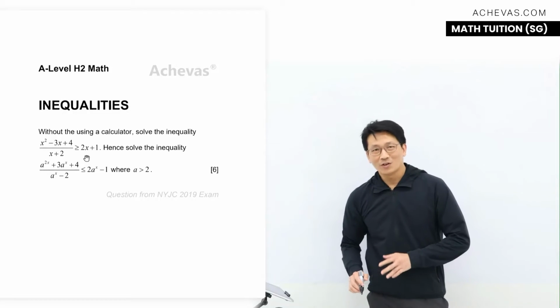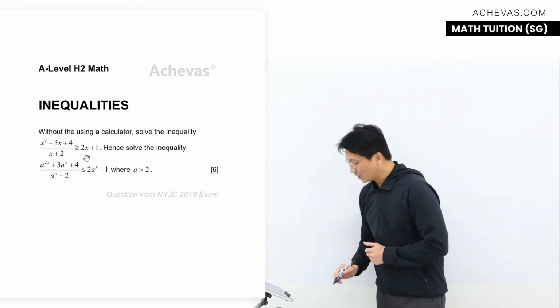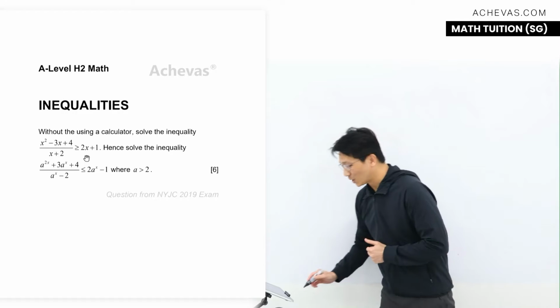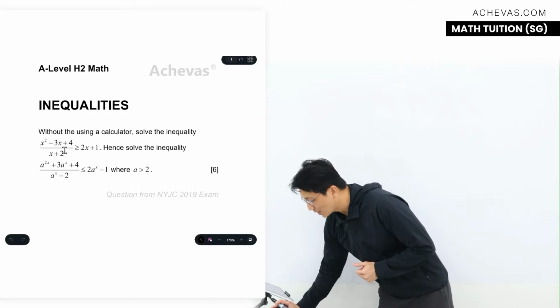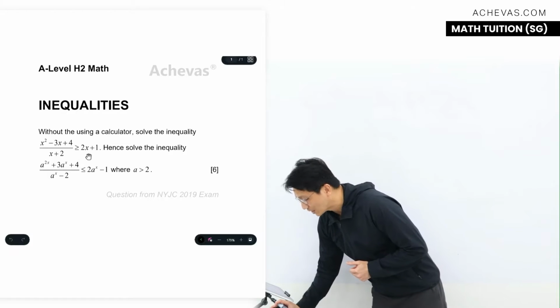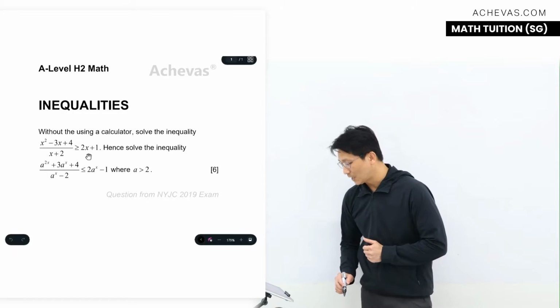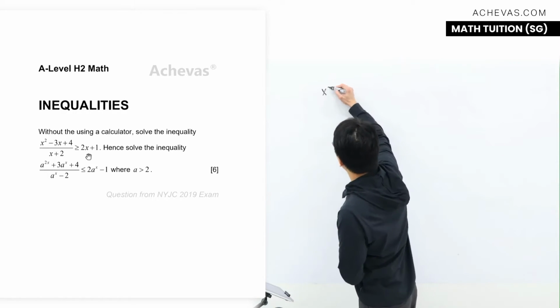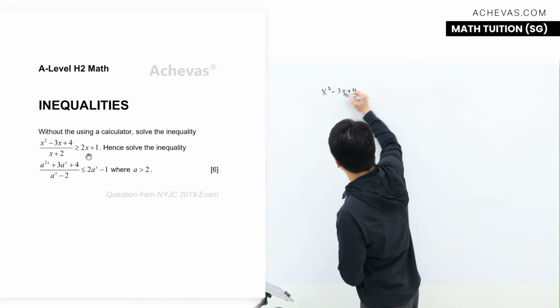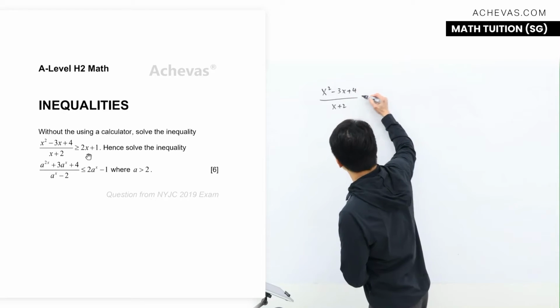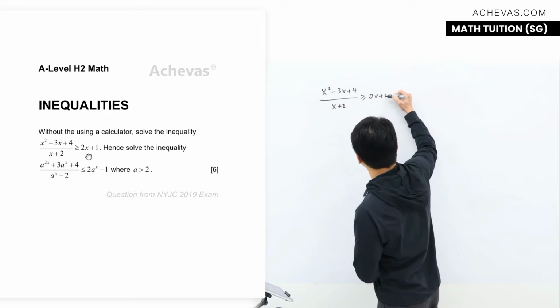Let's take a look at the question on inequality. We have this question asking us to solve the inequality (x squared minus 3x plus 4) over (x plus 2) greater or equal to 2x plus 1, without the use of a calculator.